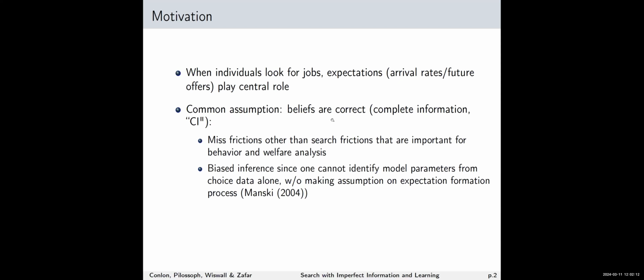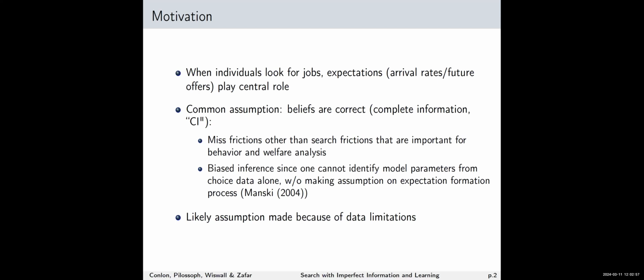But of course, making that assumption could be problematic for several reasons. First, you may be missing some frictions that are important for understanding behavior and welfare, beyond typical search frictions. By that, I mean information frictions. And second, you might have an issue of biased inference. If you assume the model is one of complete information when underneath it's actually one of incomplete information, that may bias your parameter estimates because of model misspecification. I don't think it would take too much to convince people that expectations are not necessarily aligned with reality when people are making their labor market decisions.